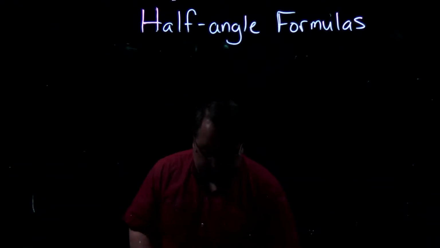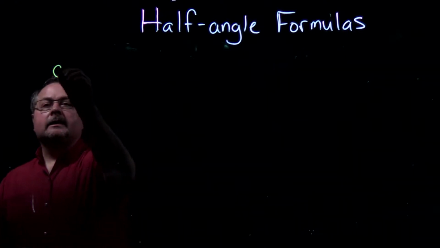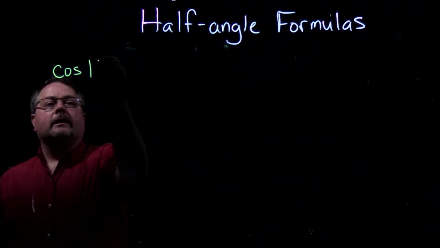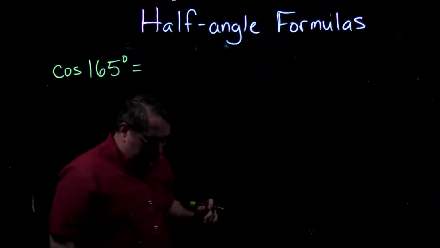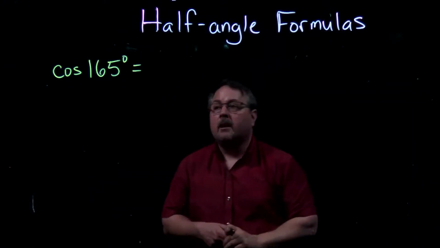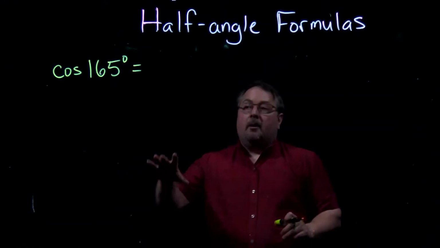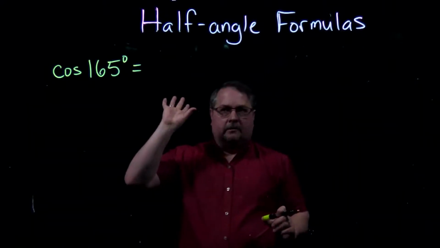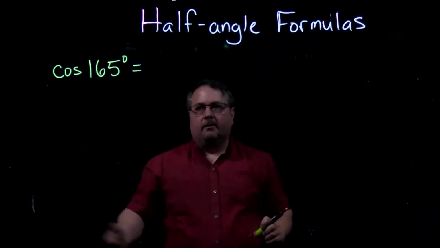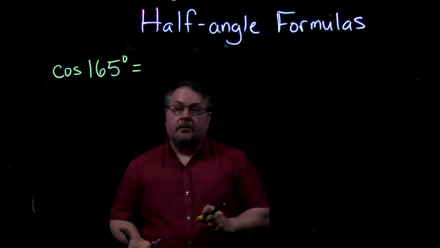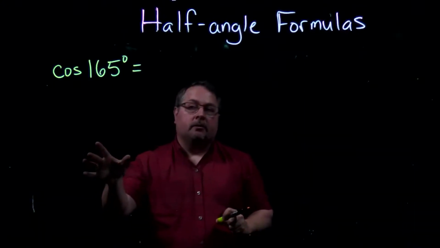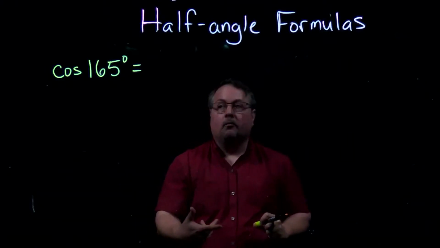To start out, let's suppose we wanted to find the cosine of 165 degrees. One thing that I will point out: for a lot of these problems, if I ask you to find the cosine of, say, 75 degrees or 165 degrees, often there are a couple of different ways to do the problem. You can often use a sum or difference formula, or you could use a half angle formula.